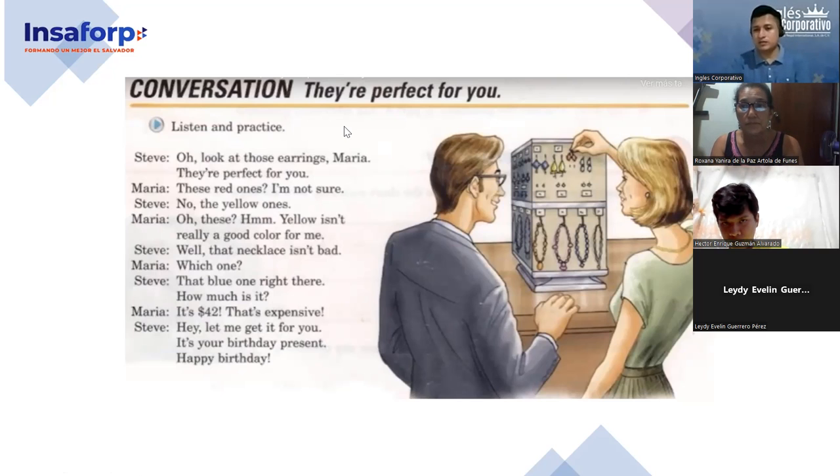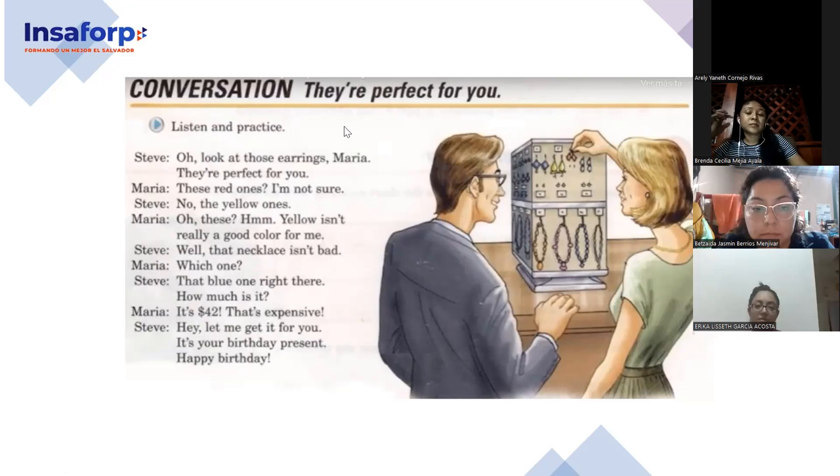Is that expensive or is that cheap? No, it's expensive. Yeah, right. $42, that's a lot of money. It's mucho dinero, right? It's a lot of money. Yeah, $42. Okay. Thank you so much.